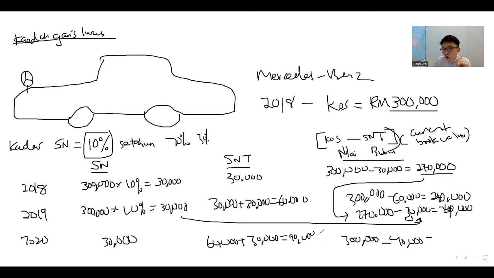Then now your nilai buku is just 210,000. Are you guys clear? Do you not understand the SN? If yes, you give me an SN in the chat box, please. So this is the same concept that will be applying to other aset bukan semasa.